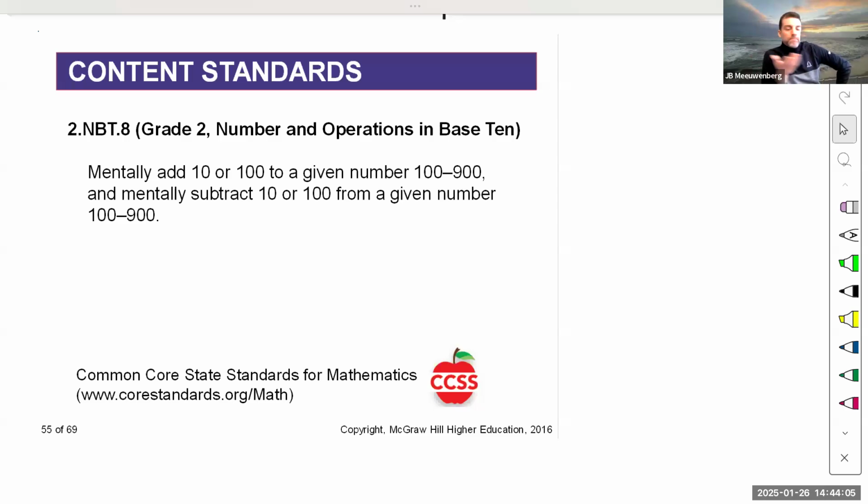So as we take a look here to start the last video of this section, you'll see another statement from the Common Core standards for math. This is grade 2. Notice that first word, mentally. Mentally add 10 or 100 to a given number, 100 through 900, and mentally subtract 10 or 100 from a given number, 100 through 900. So much of this video is going to involve mental calculations, specifically with addition and subtraction.